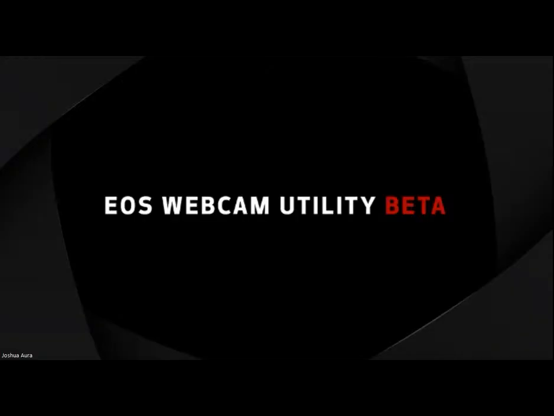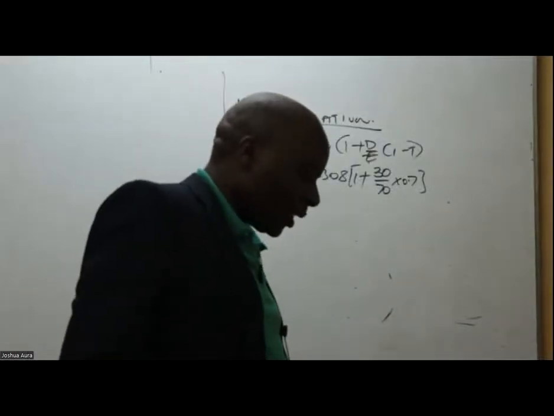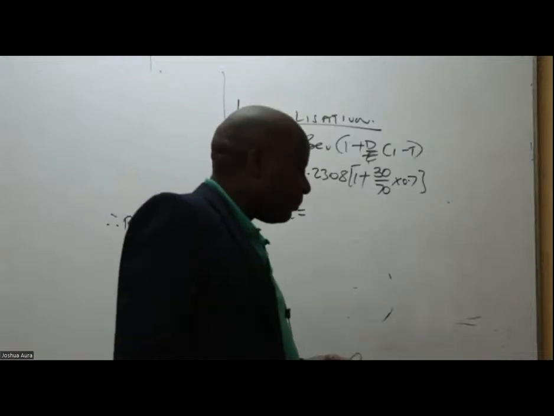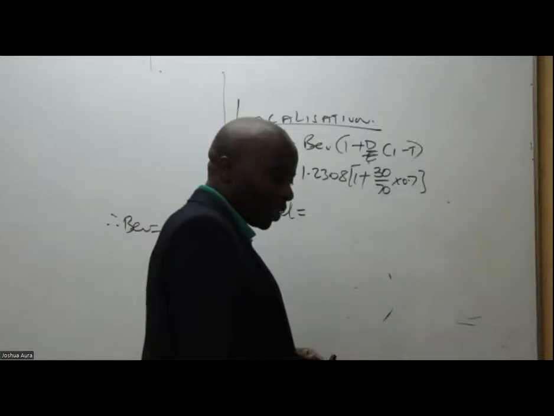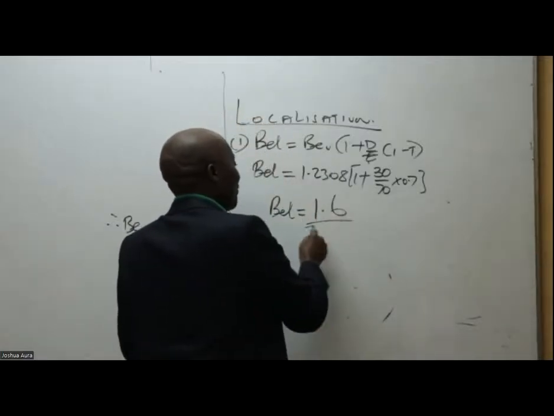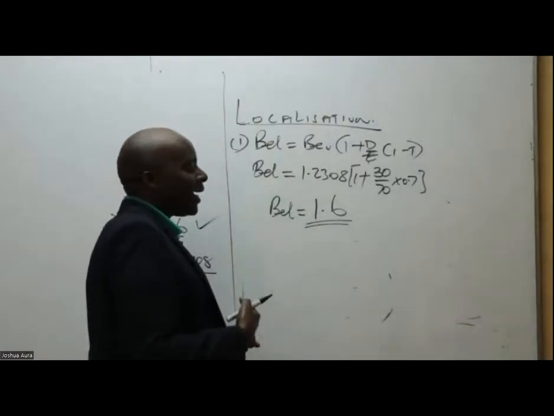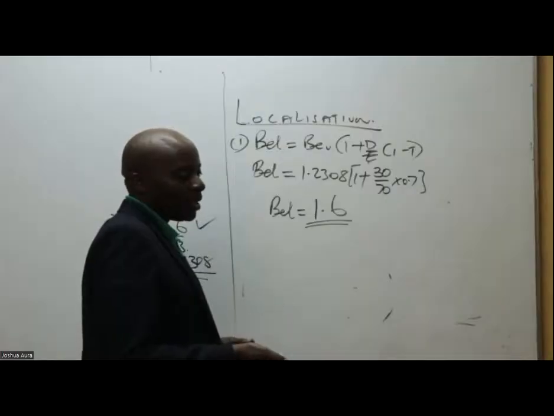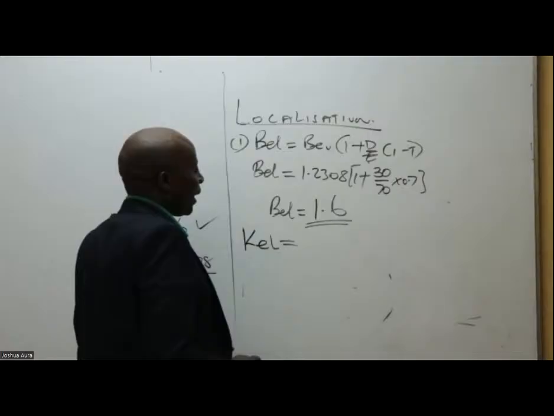What are we able to see? So what is the BEL at the end of the day? It comes to 1.6, and I hope this 1.6 is quite familiar to you. So after localization, still on Roman 1, I know that the next thing should be the cost of equity.